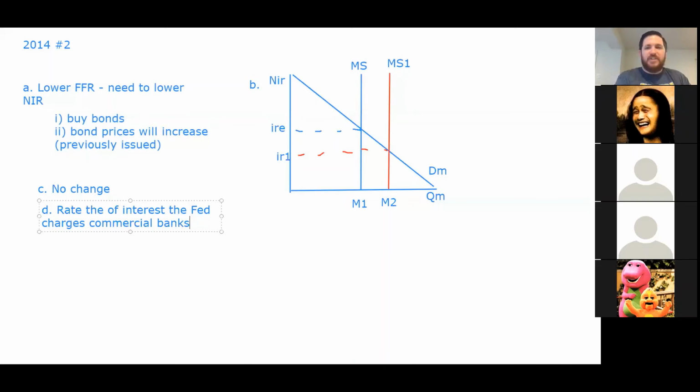That's 2014 number 2. Before I erase it, does anybody have any questions? Okay. Last one, guys. All right, so the last one is 2017 number 2. It's just the one right underneath it.